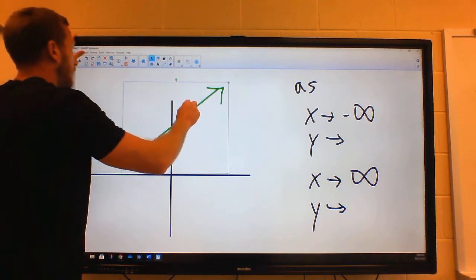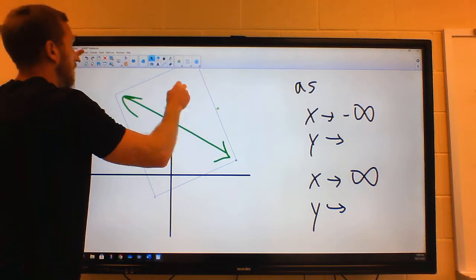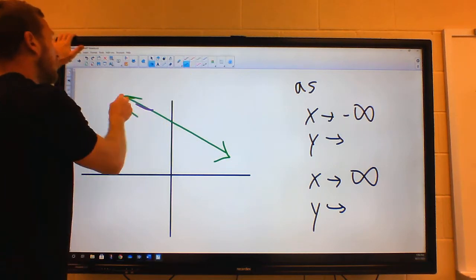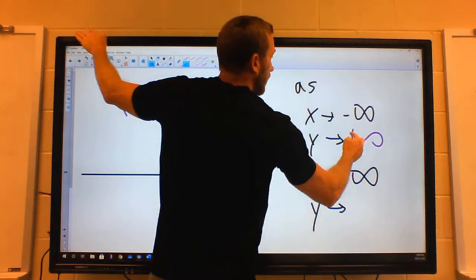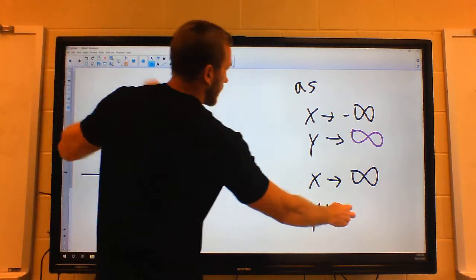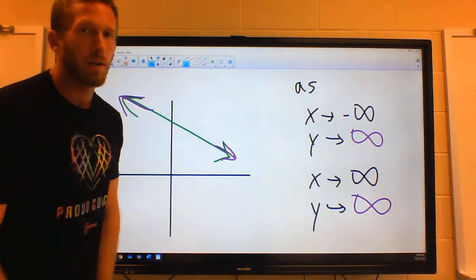Okay, what if we took this and we flipped it? Now we would say, left side goes up, right side goes down. That's end behavior right there.